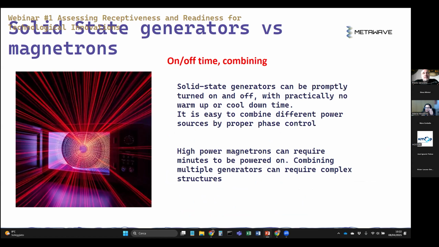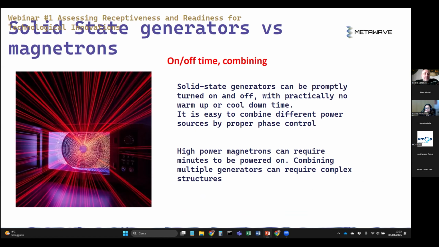And so this is also a drawback if you want to implement processes where you want to rapidly heat and then turn off the generator. In the case of magnetrons, you have to keep the filament hot and simply set the on and off time consequently. So it's a different way of operating.